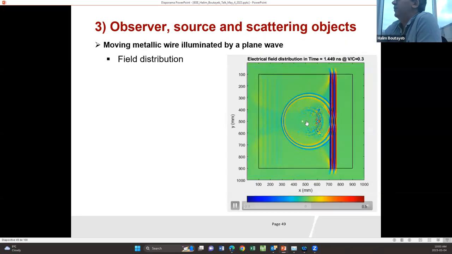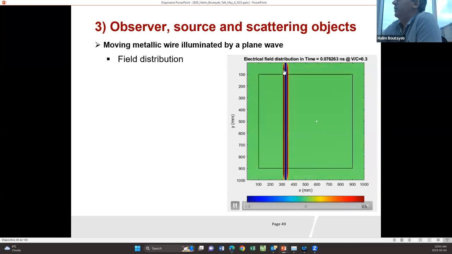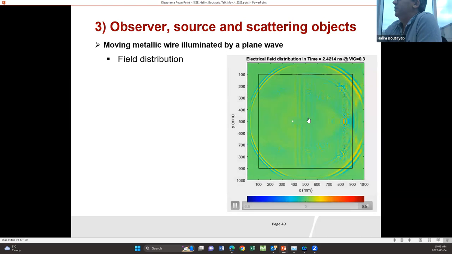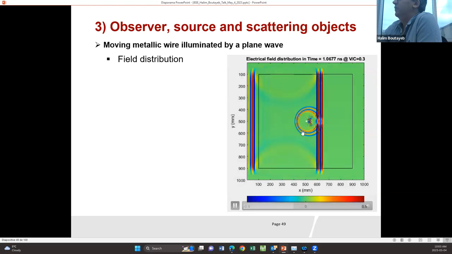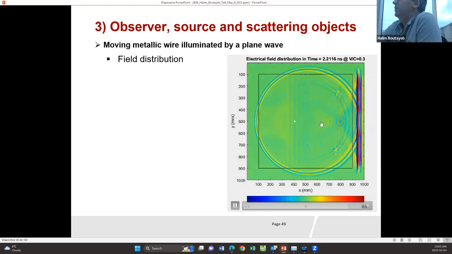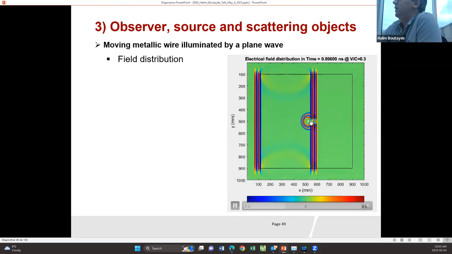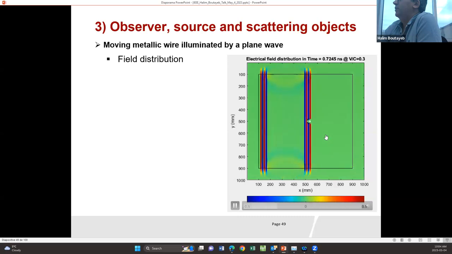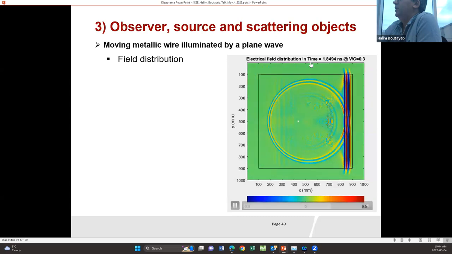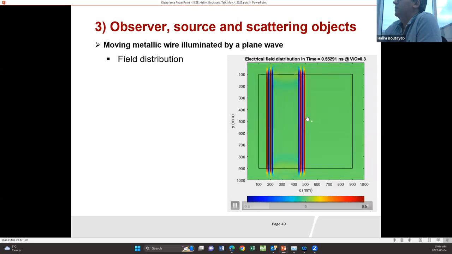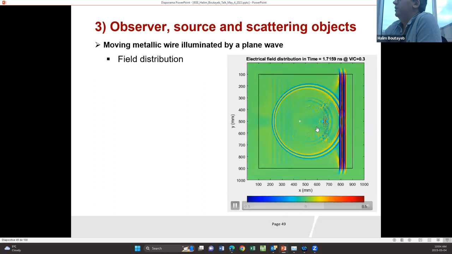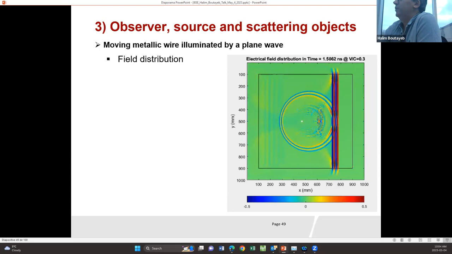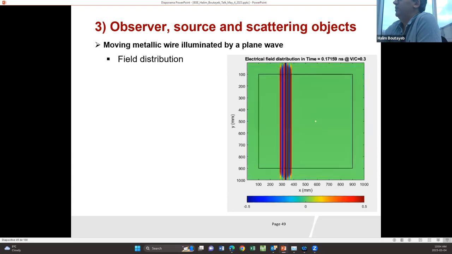Here we see a metallic wire illuminated by a plane wave. What's interesting is that we also see the Doppler effect, as you see here. And something else is this wave here. We analyzed a lot of these results, and we found that these waves are not a function of the discretization, so they are not a function of the time step and space mesh.